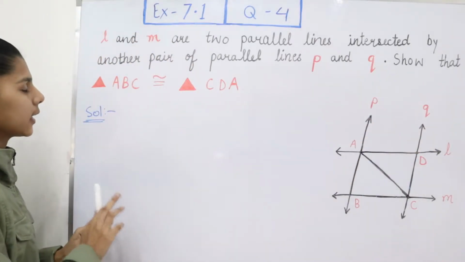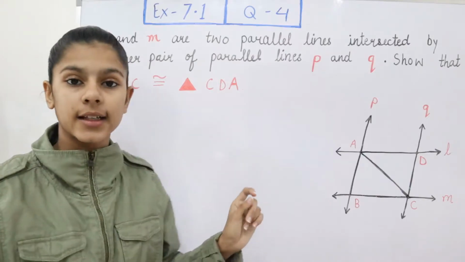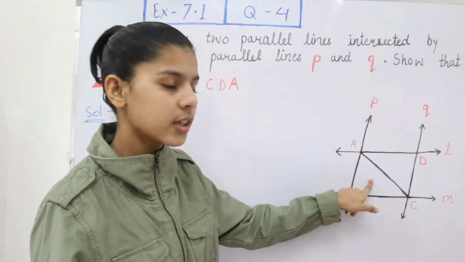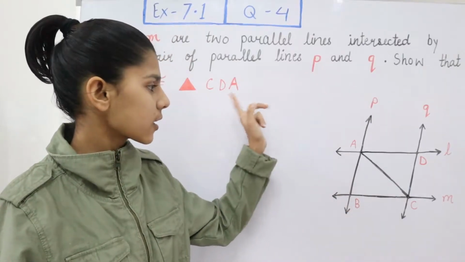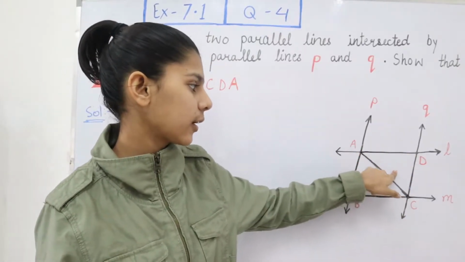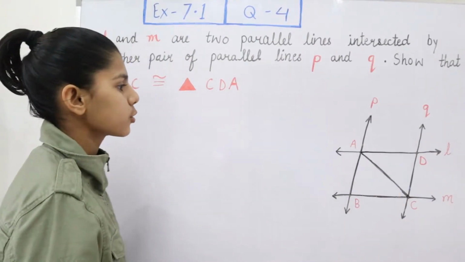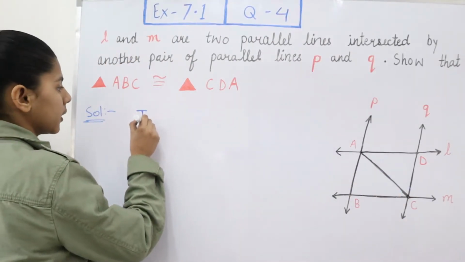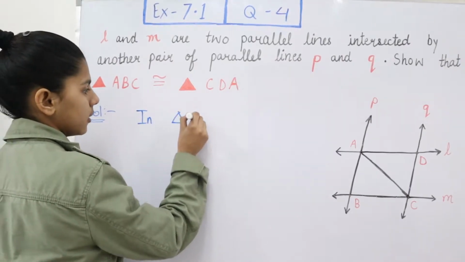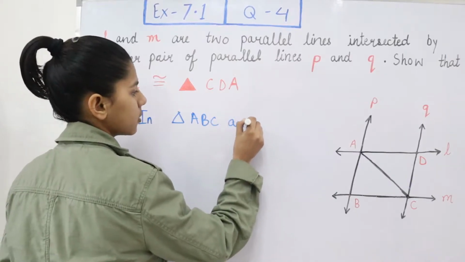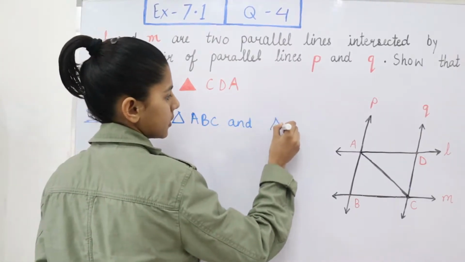Show that triangle ABC is congruent to triangle CDA. So we have to show that triangle ABC, this triangle, is congruent to triangle CDA, this triangle. So we have to show that both these triangles are congruent. So first of all we will write in triangle ABC and triangle CDA.